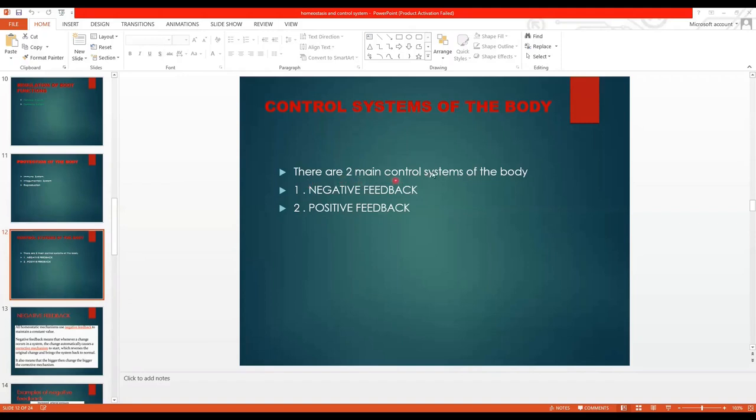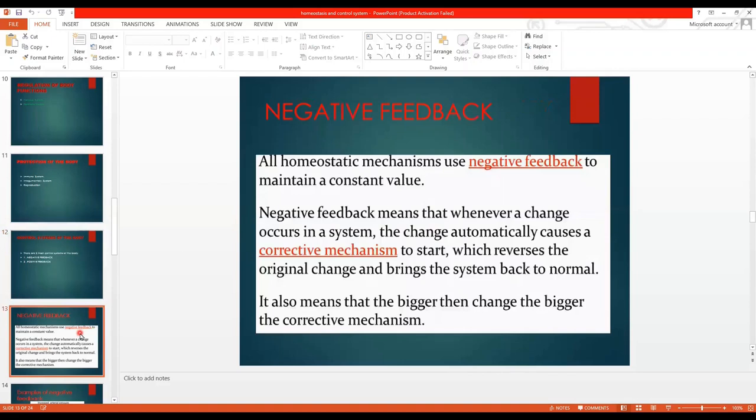So there are two main control systems of the body. One is the negative feedback and the other is the positive feedback. Let us see what these systems are. First is the negative feedback. All homeostatic mechanisms use negative feedback to maintain a constant value. Negative feedback means whenever a change occurs in a system, the change automatically causes a corrective mechanism to start, which reverses the original change and brings the system back to normal.